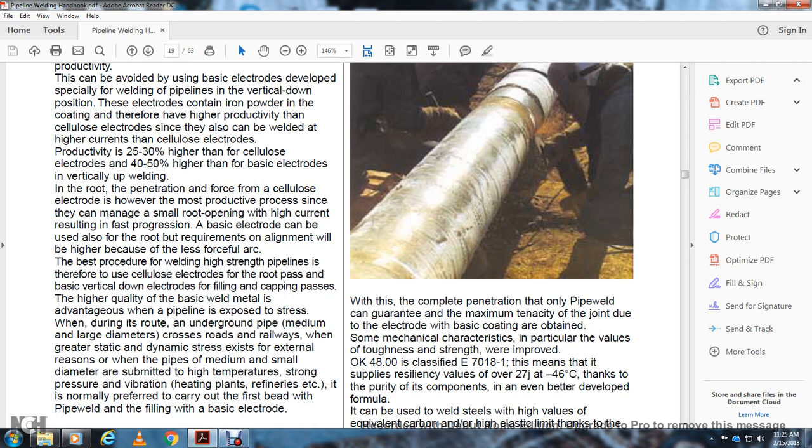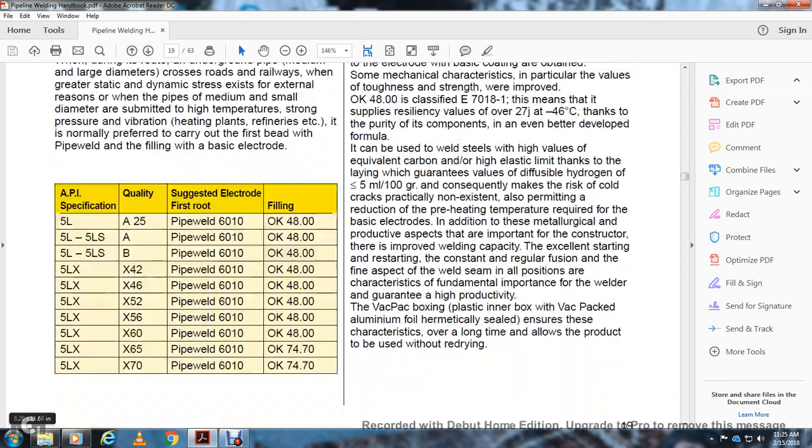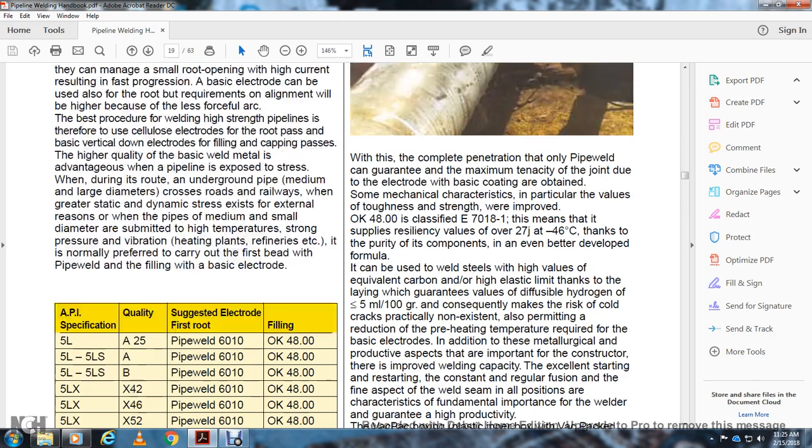It is also normally preferred to carry out the first bead with the pipe weld, filling with the basic electrode. For the American Petroleum Institute specifications 5L, 5LS and 5LX qualities, the suggested electrode for the first root pass of pipe route is OK 610, and the fillings are OK 48.00, except for the 5LX X65 quality, OK 74.70, and 5LX X70 pipelines, OK 70.47.